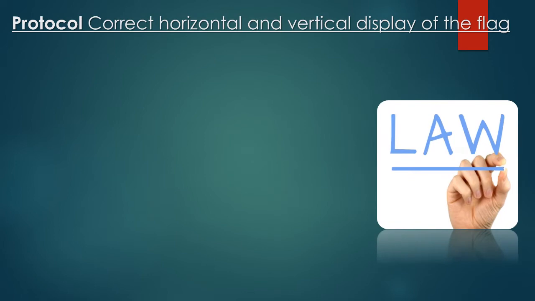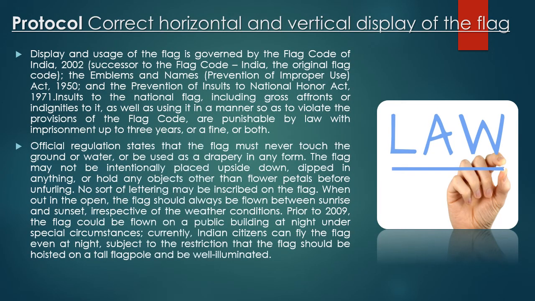Protocol, correct horizontal and vertical display of the flag. Display and usage of the flag is governed by the Flag Code of India 2002, the Emblems and Names Act 1950 and the Prevention of Insults to National Honor Act 1971. Insult to the national flag, including gross forms of indignities to it, as well as using it in a manner so as to violate the provisions of the flag code, are punishable by law with imprisonment up to 3 years or a fine or both.